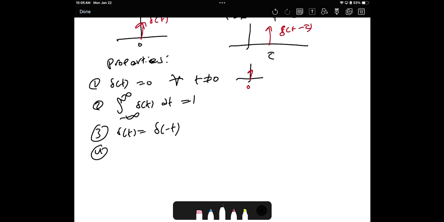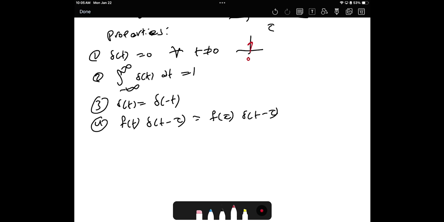Another property: if I have a function f of t, no matter what this function is, times delta of t minus tau, the answer will be f of tau times delta of t minus tau. So this affects the value of the function itself, and this property is very important. Number 5, delta of t is actually the time derivative of u of t, which is the unit step function.